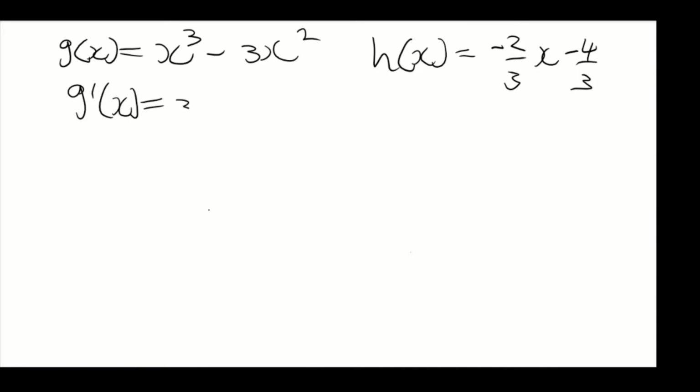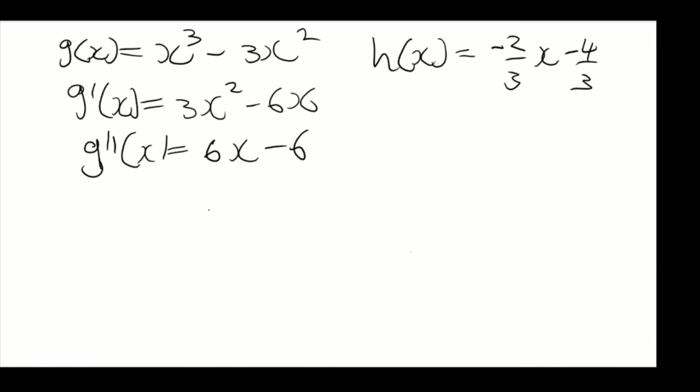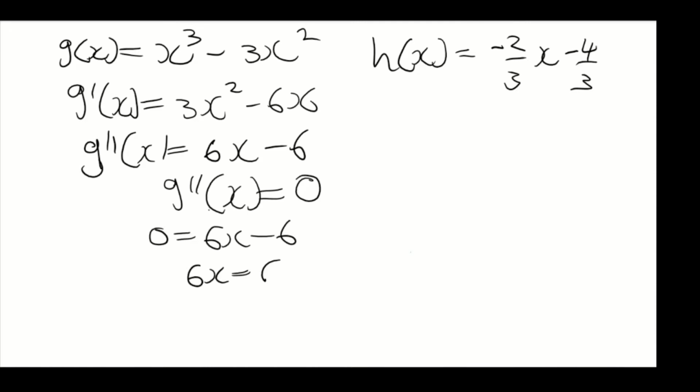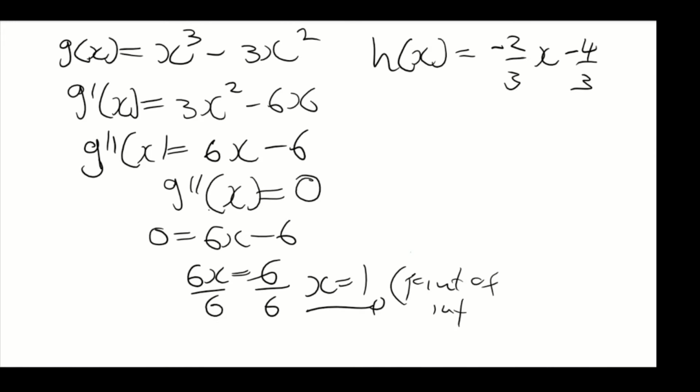So we first find the first derivative, which is 3x squared minus 6x, and the second derivative, which is equal to 6x minus 6, right? And for us to identify whether or not it intersects with the graph of g at the point of inflection, we must first find the point of inflection. So we equate the second derivative to 0. So 0 is equal to 6x minus 6, and then 6x is equal to 6, divided by 6 both sides. x is equal to 1. So this is the point of inflection.